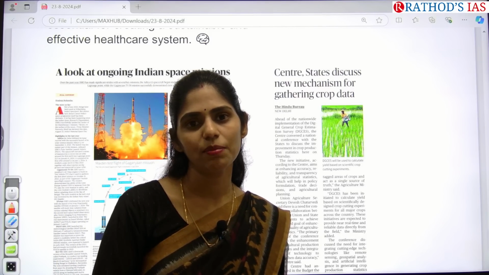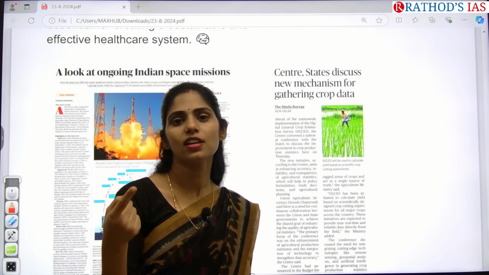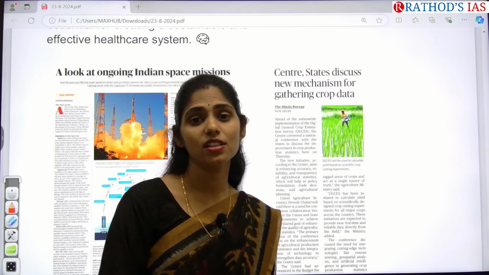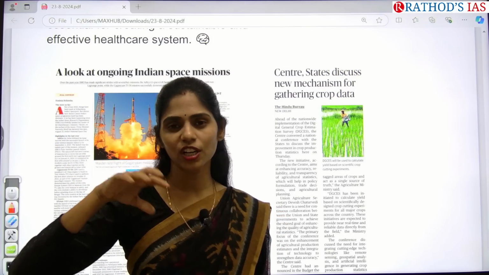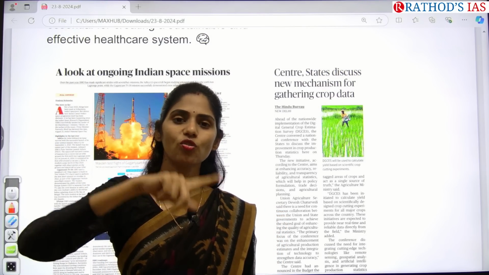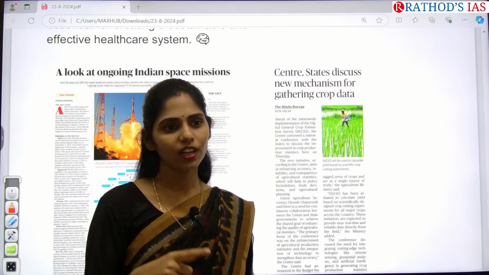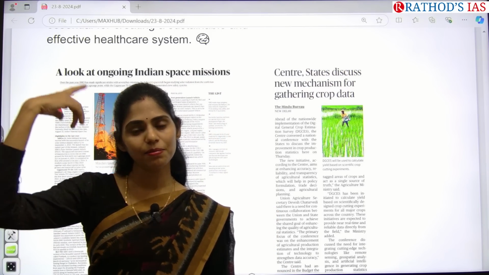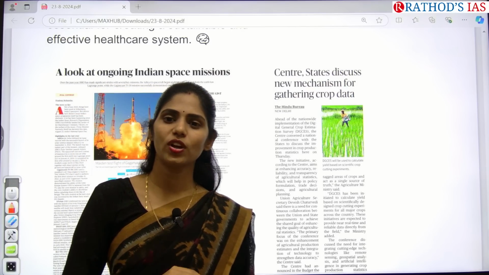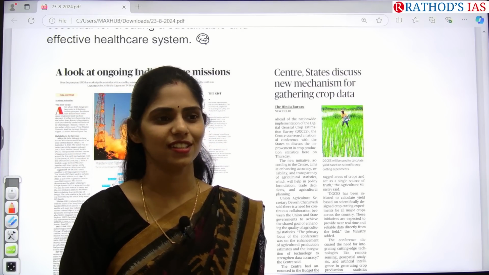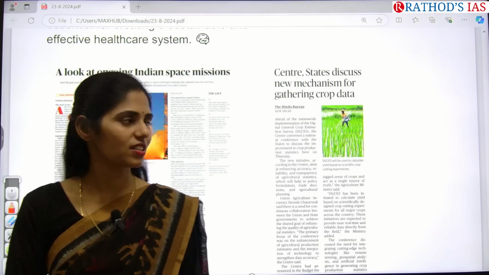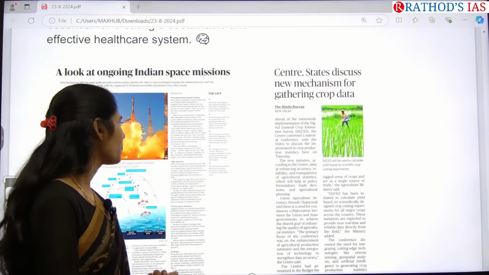And nowadays we are coming up with reusable launch vehicles. Okay, what are these reusable launch vehicles? How can we use that launch vehicle again and again? What will be the advantages? What technology are we using there? And which satellites have been launched using this reusable launch vehicle? So you have to know all these things. You have to update yourself with current affairs. So that is the thing which is given here.